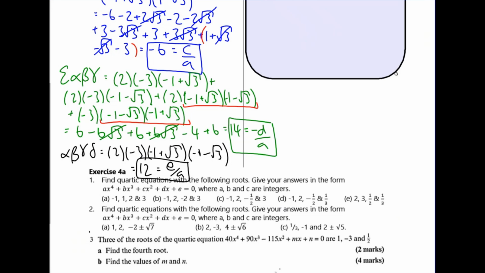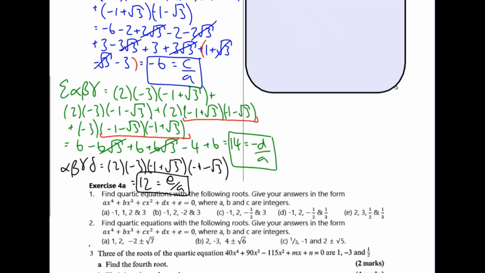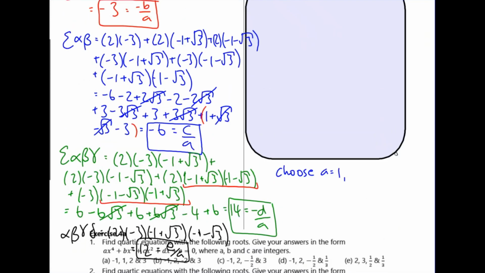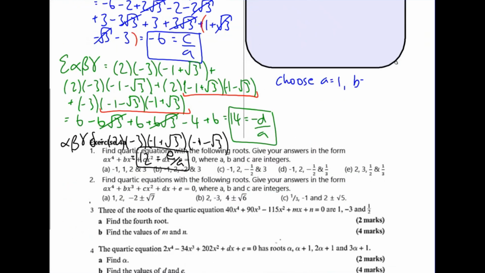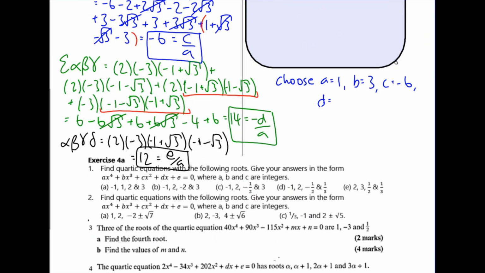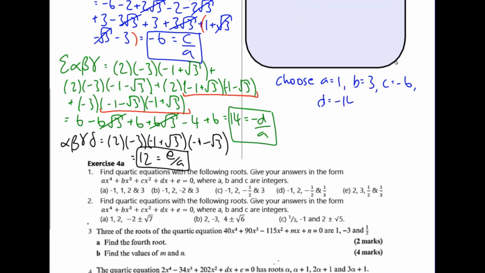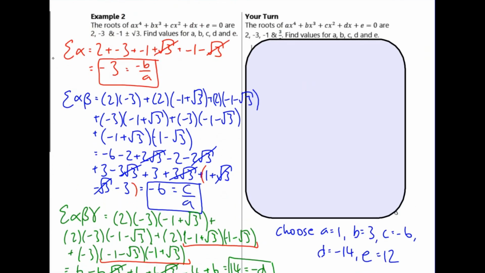We can now pick a value for A and then work out all the rest of these coefficients. So none of these are fractions, so it makes sense to choose A to be 1. In that case, B must be equal to 3. C must be equal to minus 6. D must be equal to minus 14. And E must be equal to 12. And that's all the question asks.